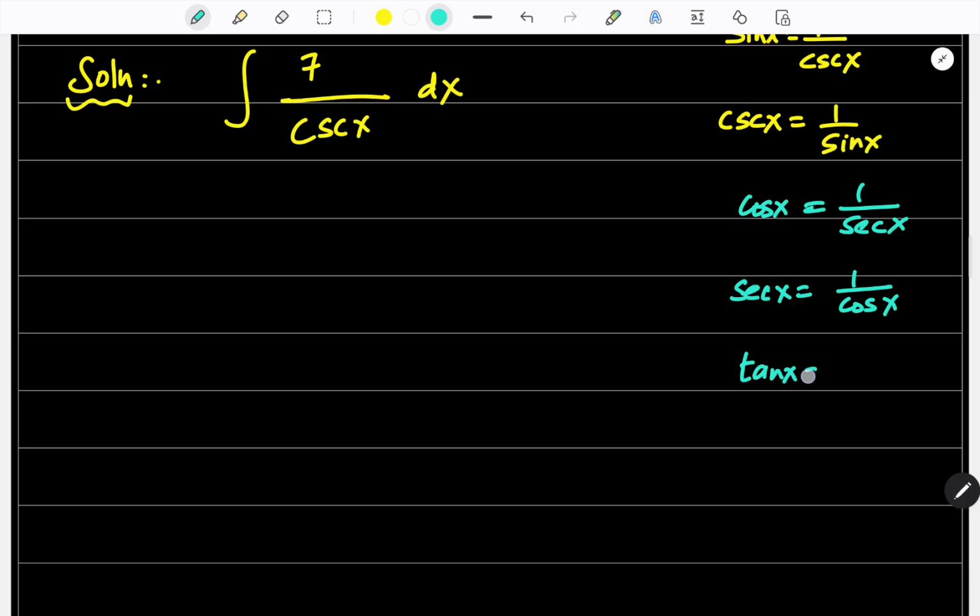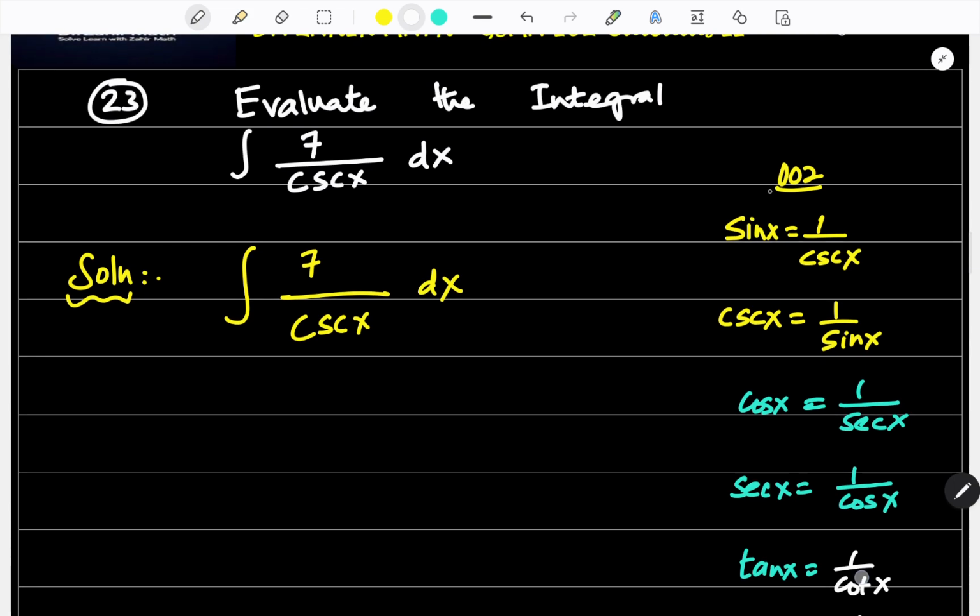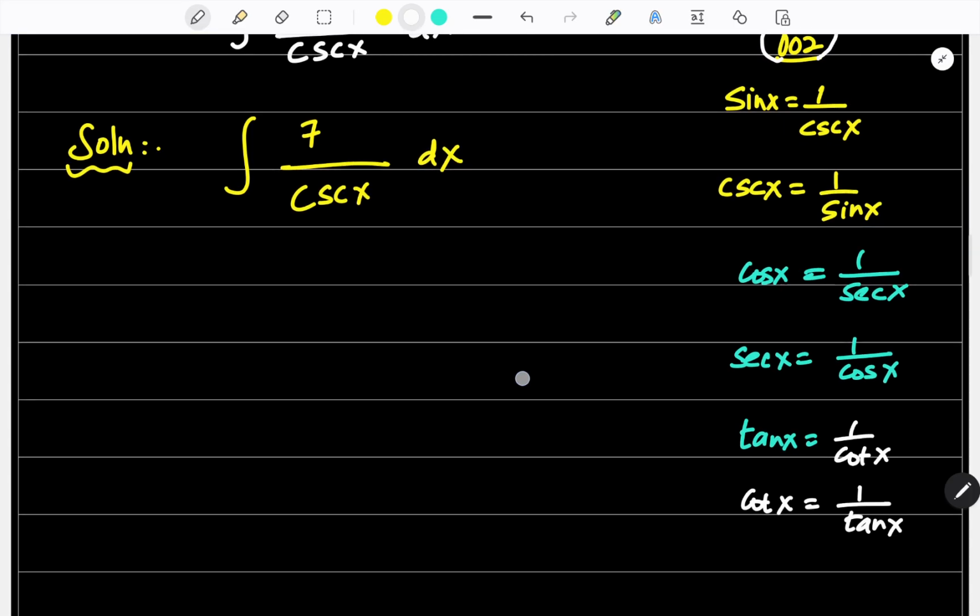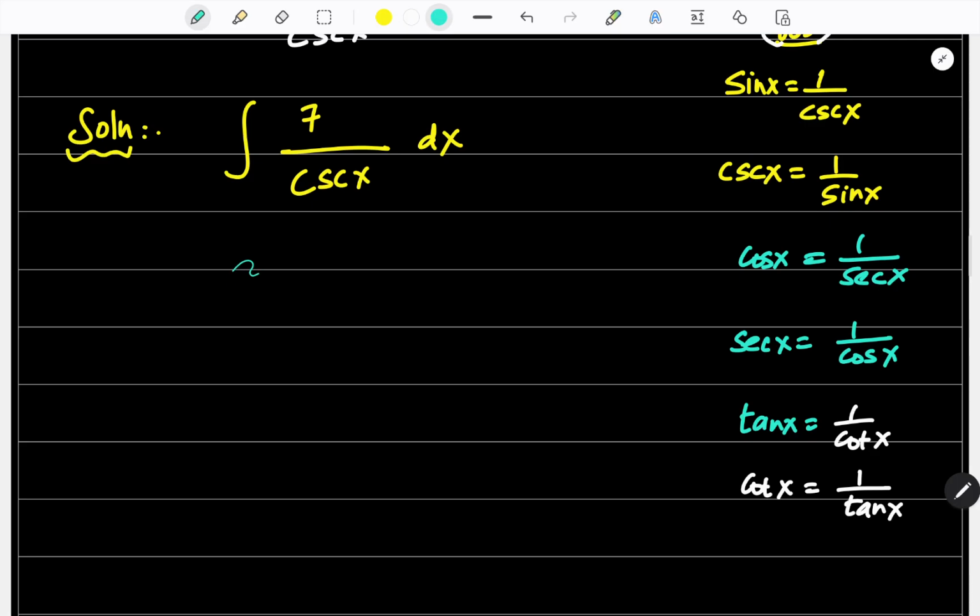Tan x is 1 over cot x, okay? And what is cot x? It is 1 over tan x, right? This is not an integration formula. This is a trigonometry formula, right? Let's go to the question now. Integral of 7 times, I'm going to write this as 1 by cosecant x dx.